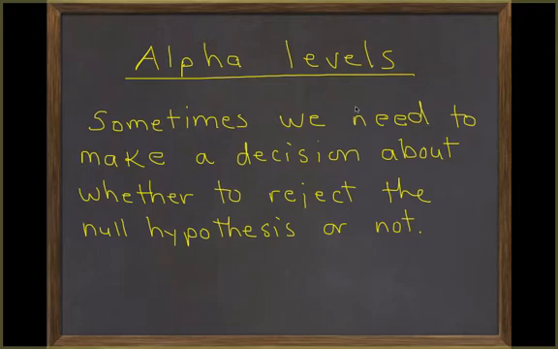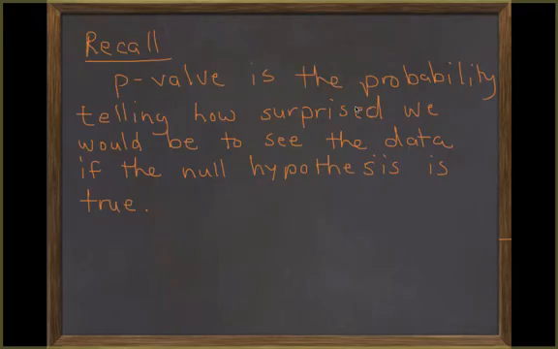Today we're going to talk about alpha levels. Sometimes we need to make a decision about whether to reject the null hypothesis or not. It's not always an easy thing to decide that. Recall that the p-value is the probability that tells how surprised we would be to see the data if the null hypothesis is true.